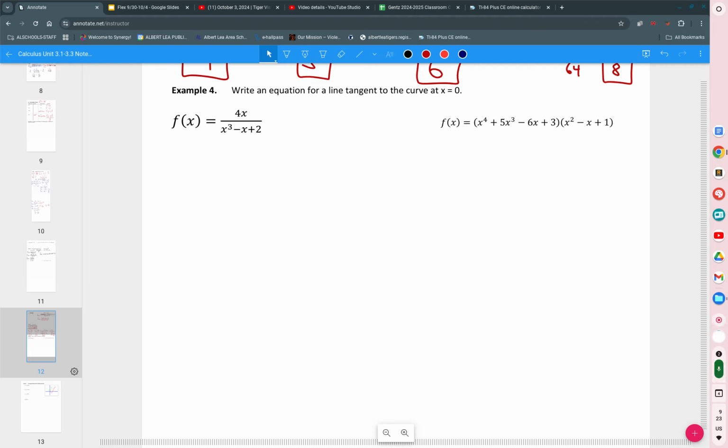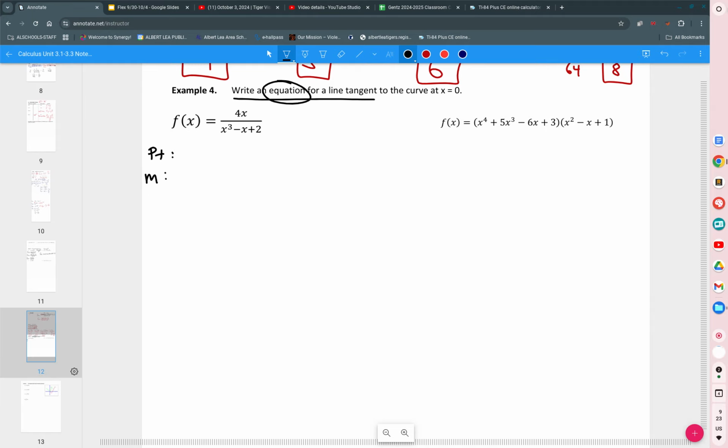Center of what we started out doing when we were starting calculus. Write an equation for a line tangent. You're going to see this come up time and time and time again. And we want to find the equation for a line tangent to the curve at x is equal to 0. If I want an equation for a line, I need two things. I need a point, and I need slope.